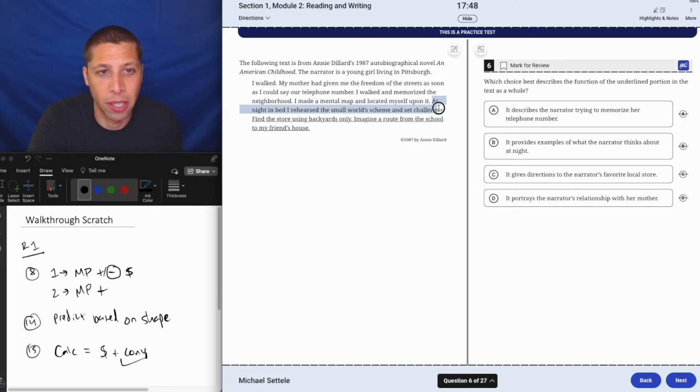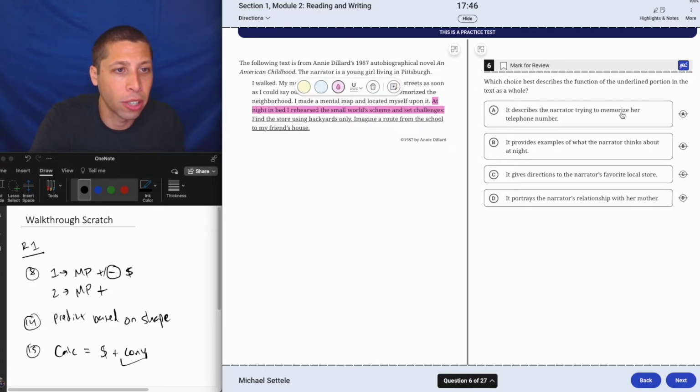Okay, so it's just repeating this. It's just an example of that. Describes the narrator trying to memorize or tell. No. Provides examples of what the narrator thinks about at night.